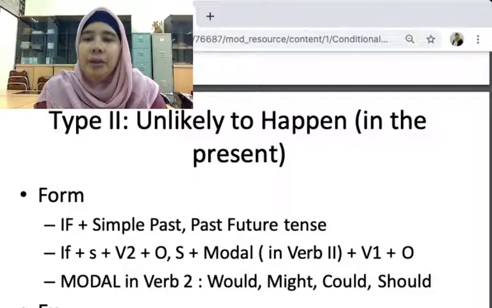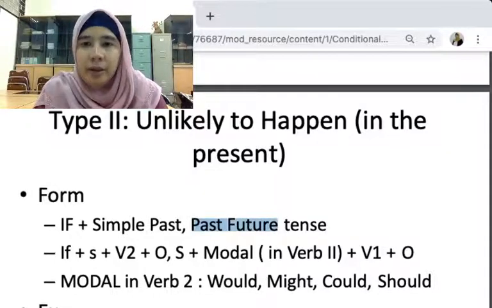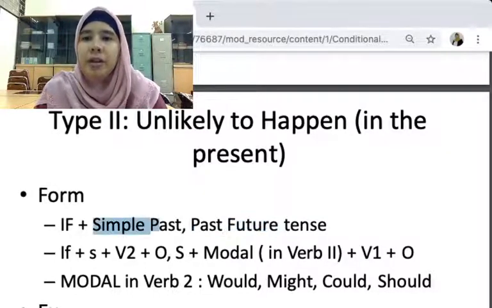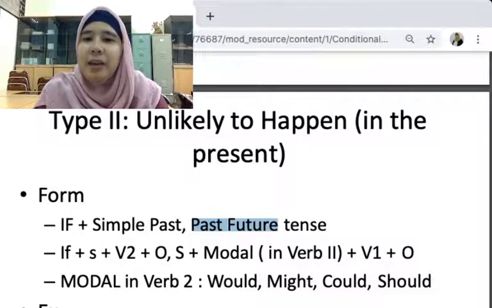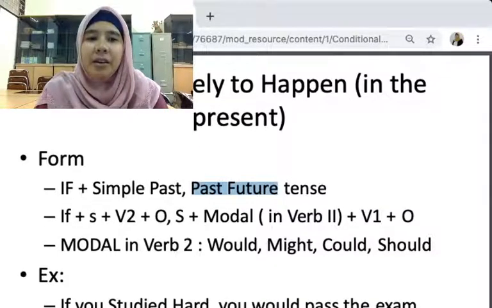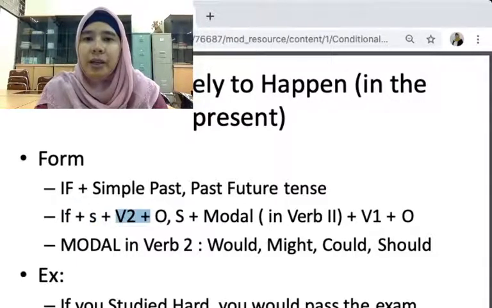Okay, so the past future is also part of the tenses. Beside the simple past, then a comma, and then continue with the past future. Past future here is simple, so simple past future. Okay, what are they? Here it is. If, then subject, then verb to, then object. Simple past. Then past future tense, comma first.